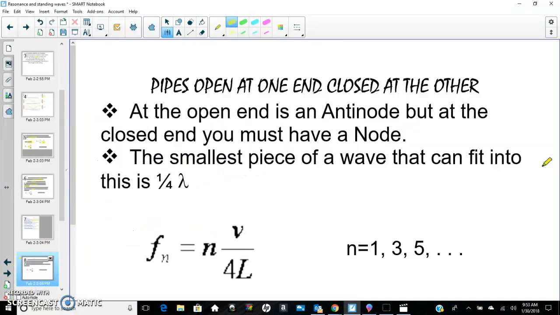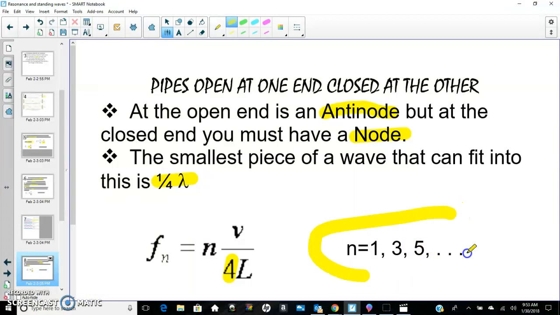If instead we have pipes open at one end and closed at the other, at the open end you have to have an antinode, and at the closed end, though, you have to have a node. In this case, the distance between one antinode and the very next node is 1/4 of a wavelength. That means our first harmonic, or our fundamental, corresponds to 1/4 of a wavelength in the length. And then our next one would be 3/4 of a wavelength. So instead of having a 2 on the bottom here, we have a 4 in our equation.